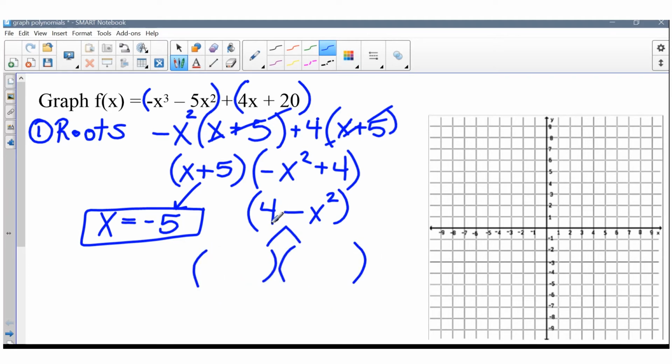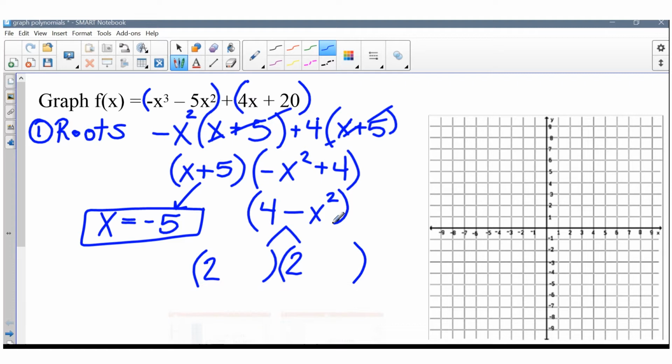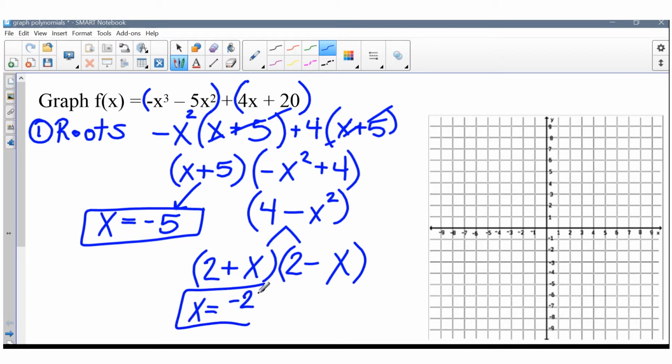So I take the square root of 4 and I make that a 2. And the square root of x squared is x. And we put a plus and a minus. And what does x equal here then? In this first one? Good. What about the second one? And there are your 3 roots.